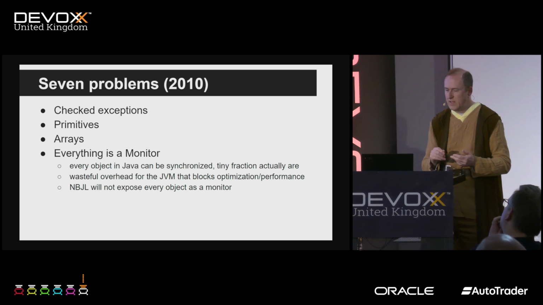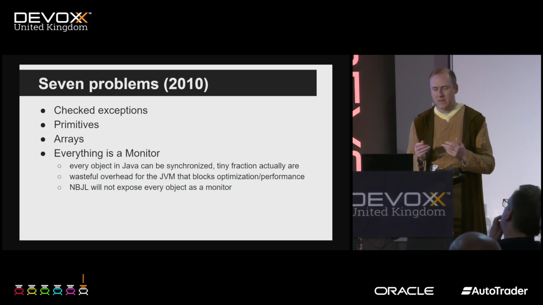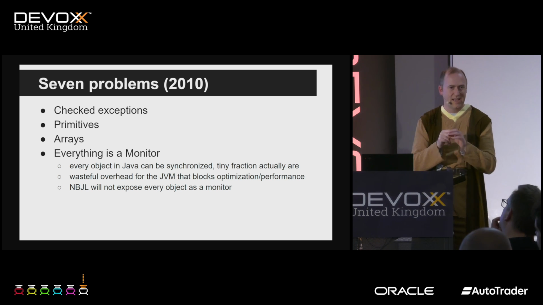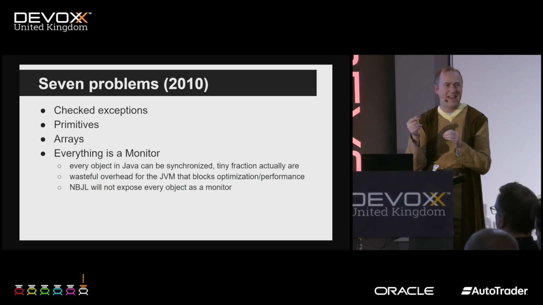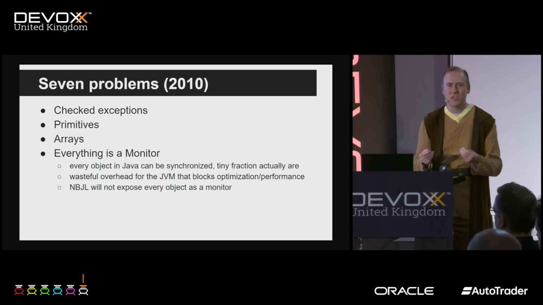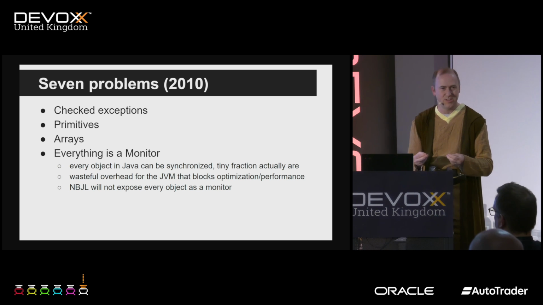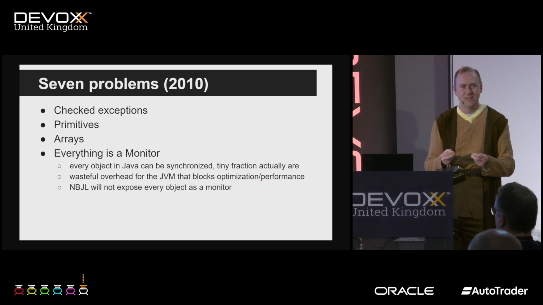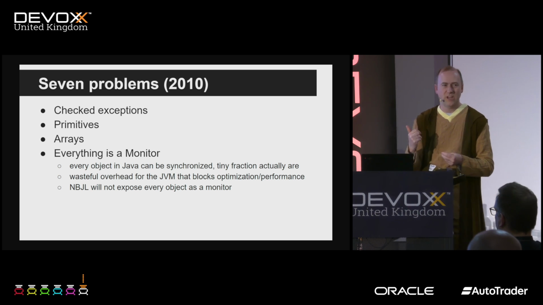So everything is a monitor. Well, this is about basically saying that every single object you create in Java has associated with it a monitor, a flag, something that you can synchronize on, that you can lock on. But what proportion of objects in Java do you ever actually synchronize on? It's tiny. It's infinitesimally tiny. And yet every single object has to carry that cost.